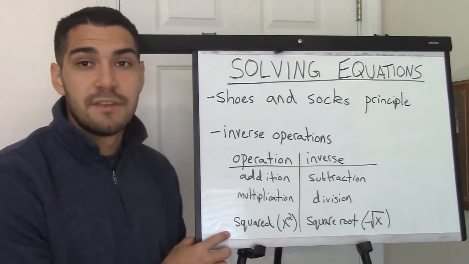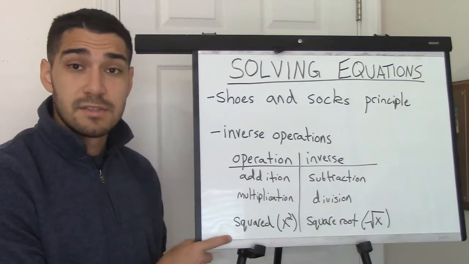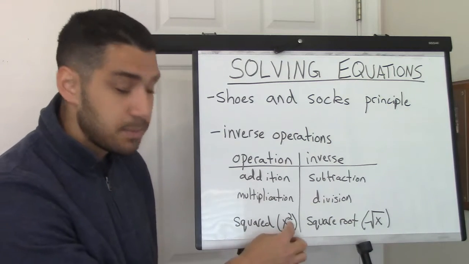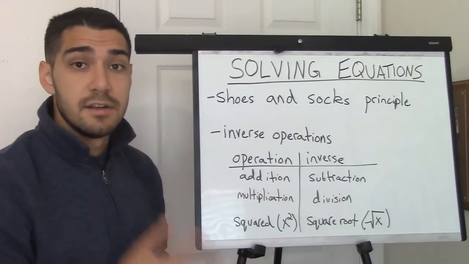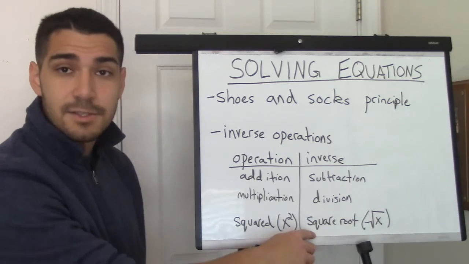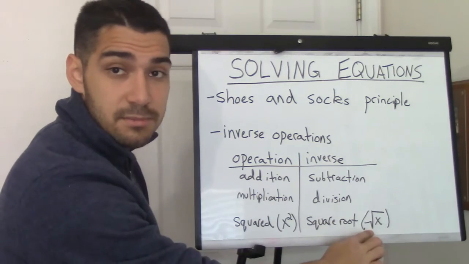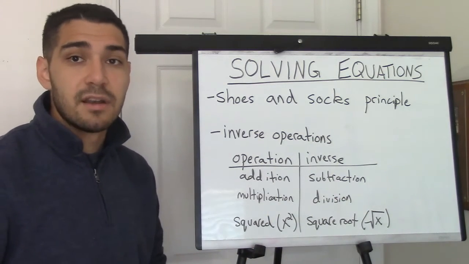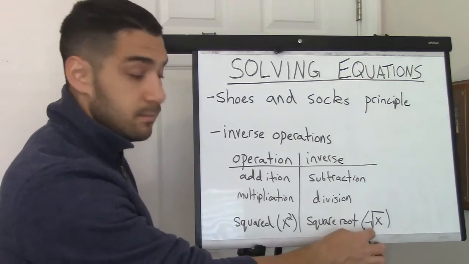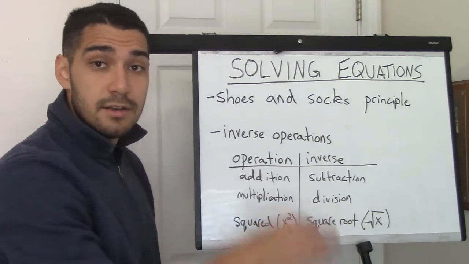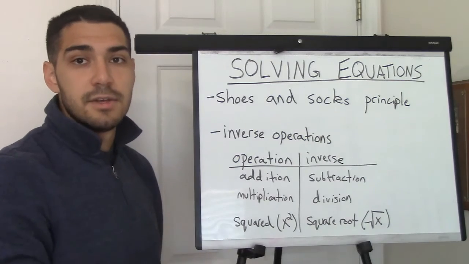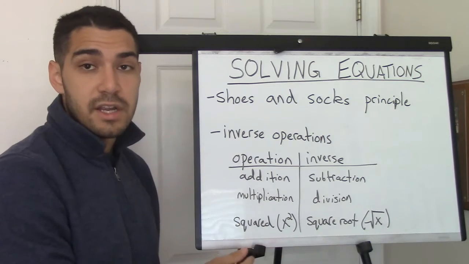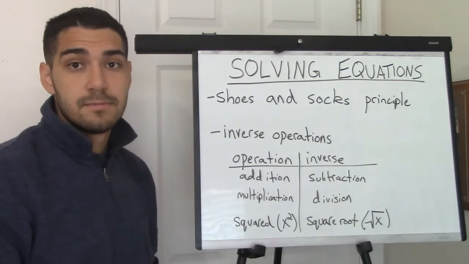And the last one, if something is being squared, and this one's very important, especially for Algebra 2. If something is being squared, so we have an exponent of 2, to undo that, we have to take the square root. So that's using the radical symbol and taking the square root. That undoes something being squared. And the other way around too. If something is being square rooted, to undo the square root, you can square it to undo it. So just like subtracting undoes addition, square root undoes squaring, and squaring undoes square root.